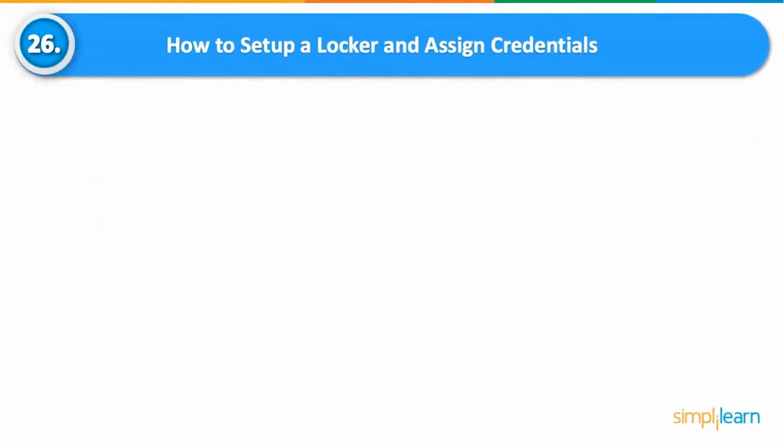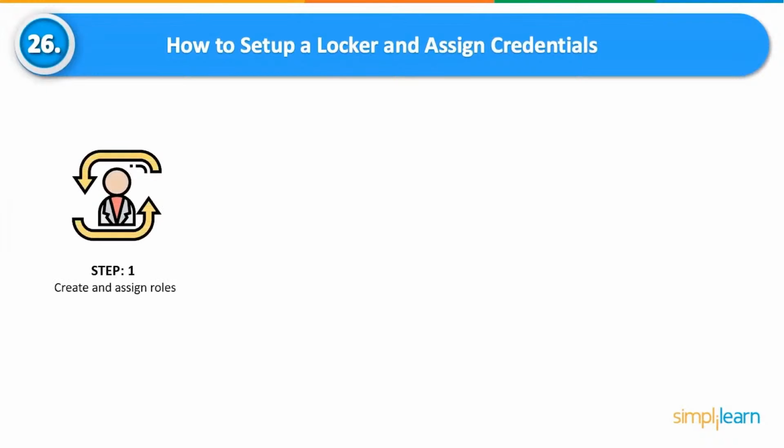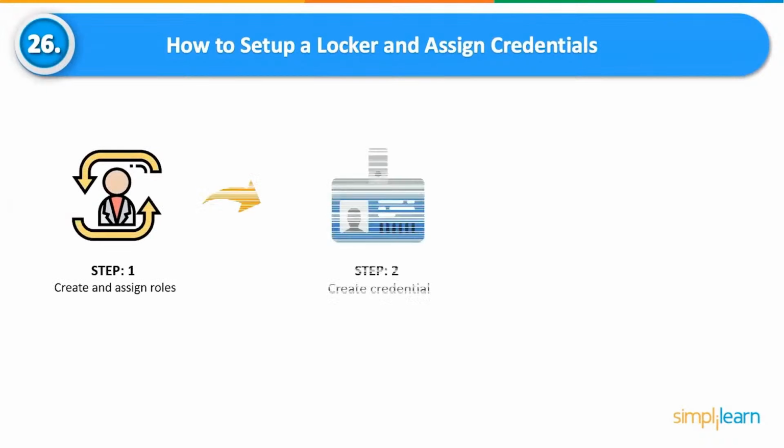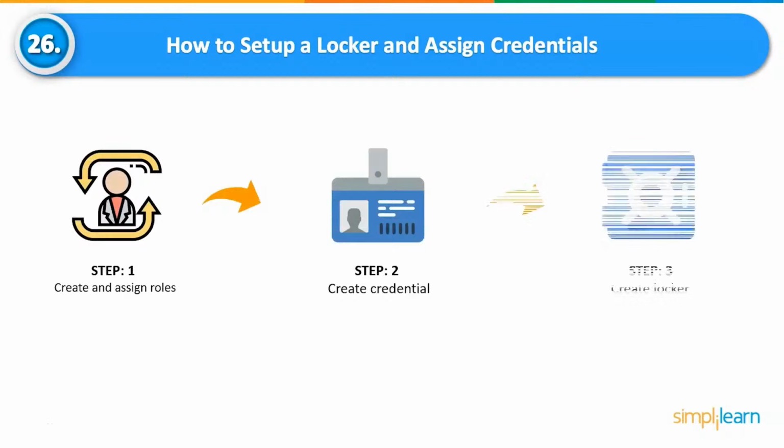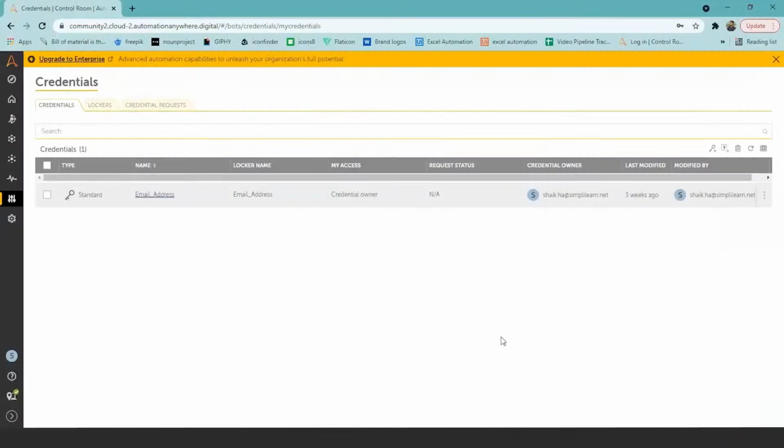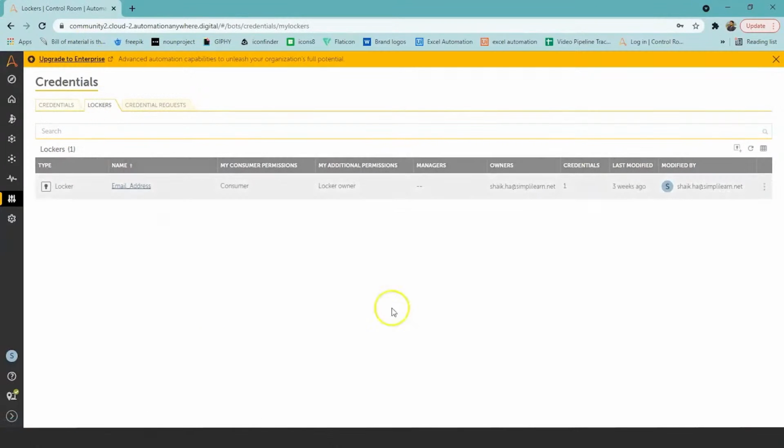How to set up a locker and assign credentials. Step 1. Create and assign roles. Step 2. Create a credential. And step 3. Create a locker. So it is very simple. Let's go to the control room. Go to the credential sections. In this, you can see the lockers option here. Go to lockers and click on Create Locker.